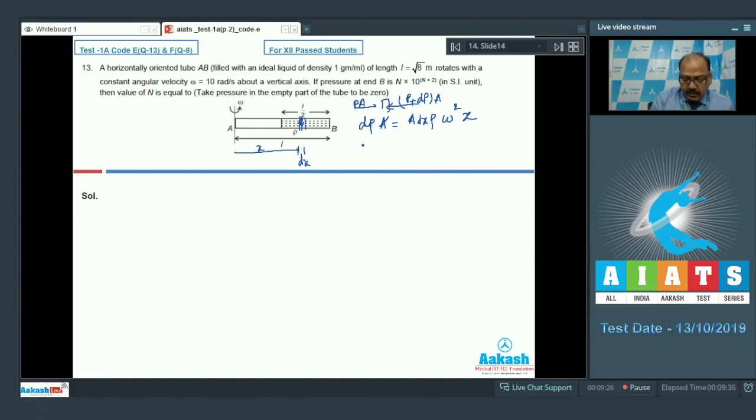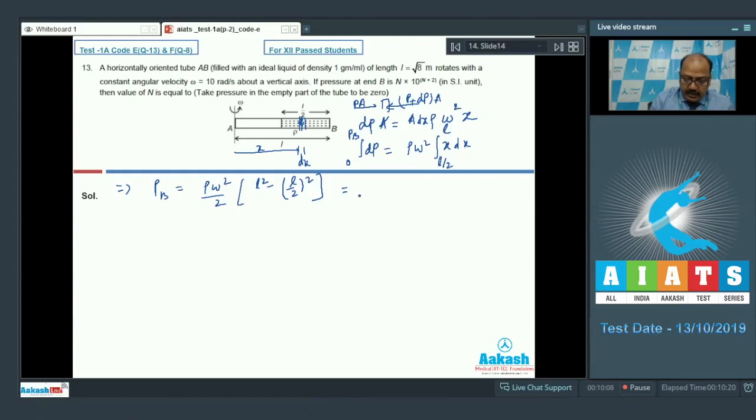So if we integrate now, integrate both sides, here we get rho omega square x dx. Integrate this side too. The limit of P here goes from 0 to the pressure at point B, and x goes from L by 2 to L. Integrating, we get PB equals rho omega square by 2 into x square, and if we put the limit, it is L square minus L by 2 whole square.